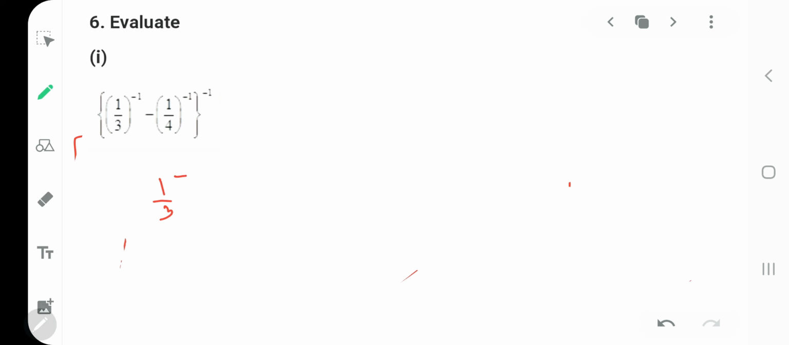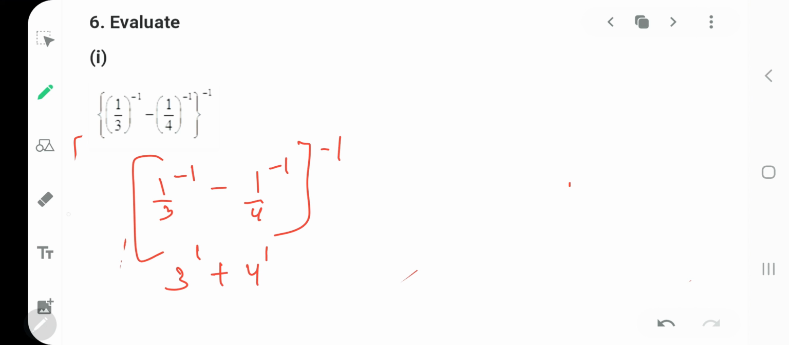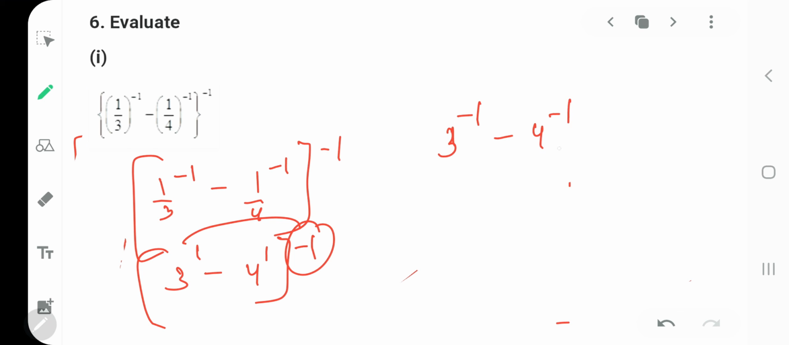It is 1 upon 3 minus 1 minus 1 upon 4 minus 1, and outside also we have minus 1. Am I clear with the question? Yes. It is like that. Okay. So I'll convert this into a positive exponent, and the outside minus 1 is with this also. So 3 minus 1 and 4 minus 1. So that will be 1 upon 3, 1 upon 4. Same answer you will get.